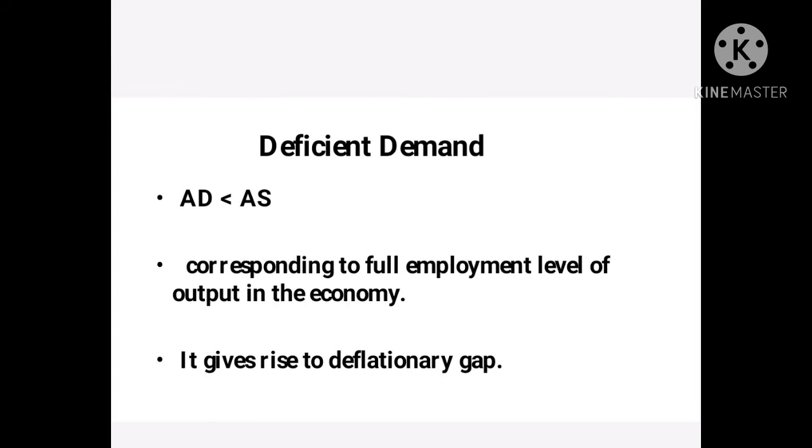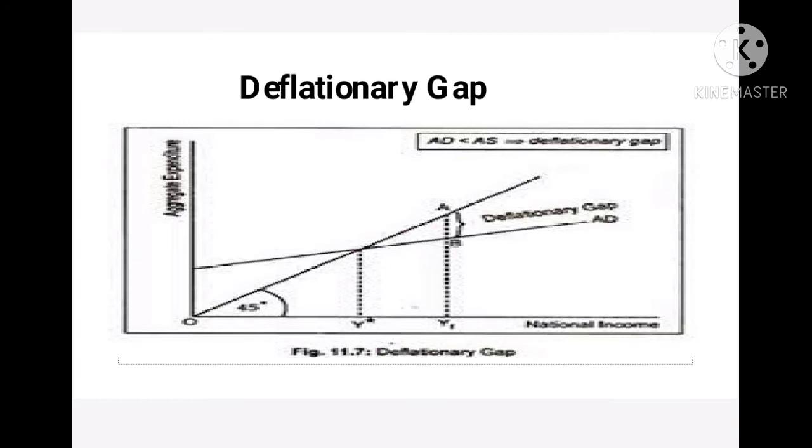Now, what is the situation of deficit demand? When aggregate demand is less than aggregate supply corresponding to the full employment level of output in the economy. Full employment means where all persons get employed. Now, the next is deflationary gap. This is the difference between the full employment level of output and actual output.